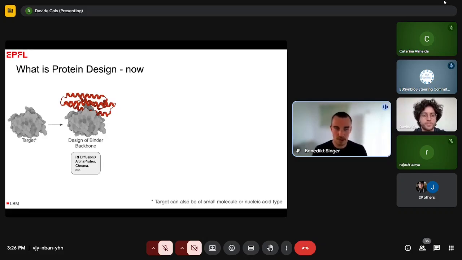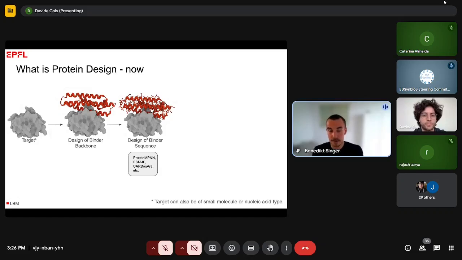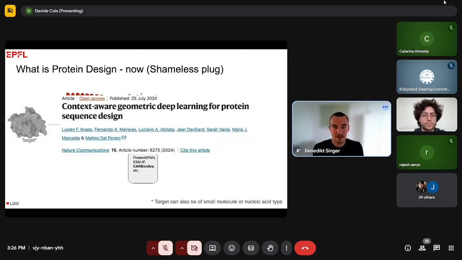And we would mostly go ahead and use RF diffusion 3 because it's open source, it's available, it's very easy to use, but there's also AlphaProteo and Chroma. Next slide, please. Then we would go ahead and design the binder sequence. For this, we would use ProteinMPNN or LigandMPNN, but there are also tools like ESM inverse folding or Carbonara. Next slide, please. Which conveniently has been developed by our lab. So this is a little teaser, a little advertisement here.